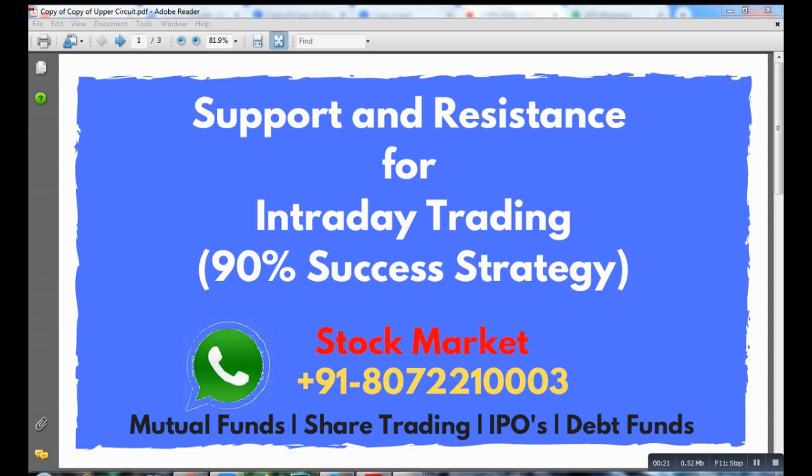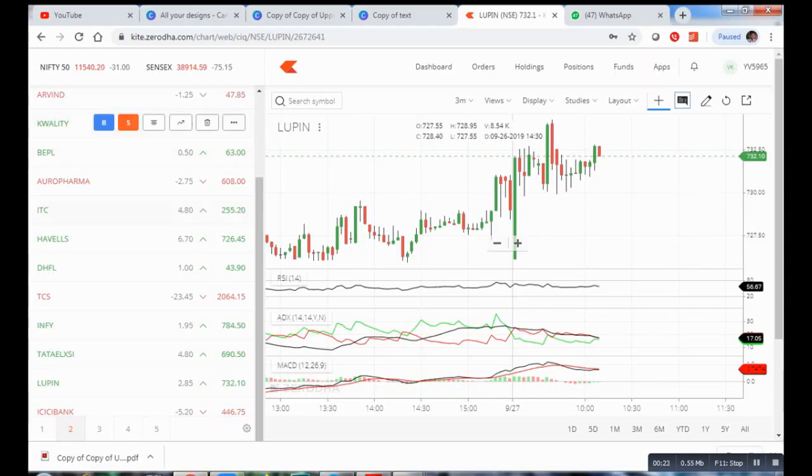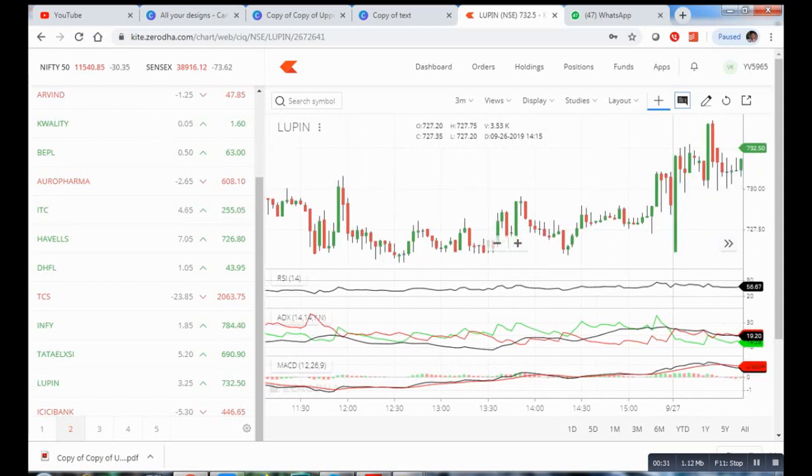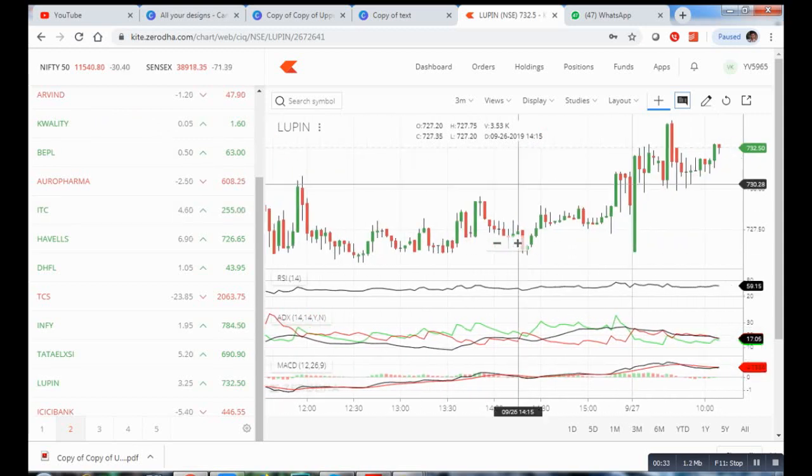First, let us open the Kite. Here you will be able to see the chart. Now let us see how to identify the support and resistance. Whenever you see a chart, you need to watch the stock for a minimum of 45 minutes. That is, you need to see it once every 10 minutes.